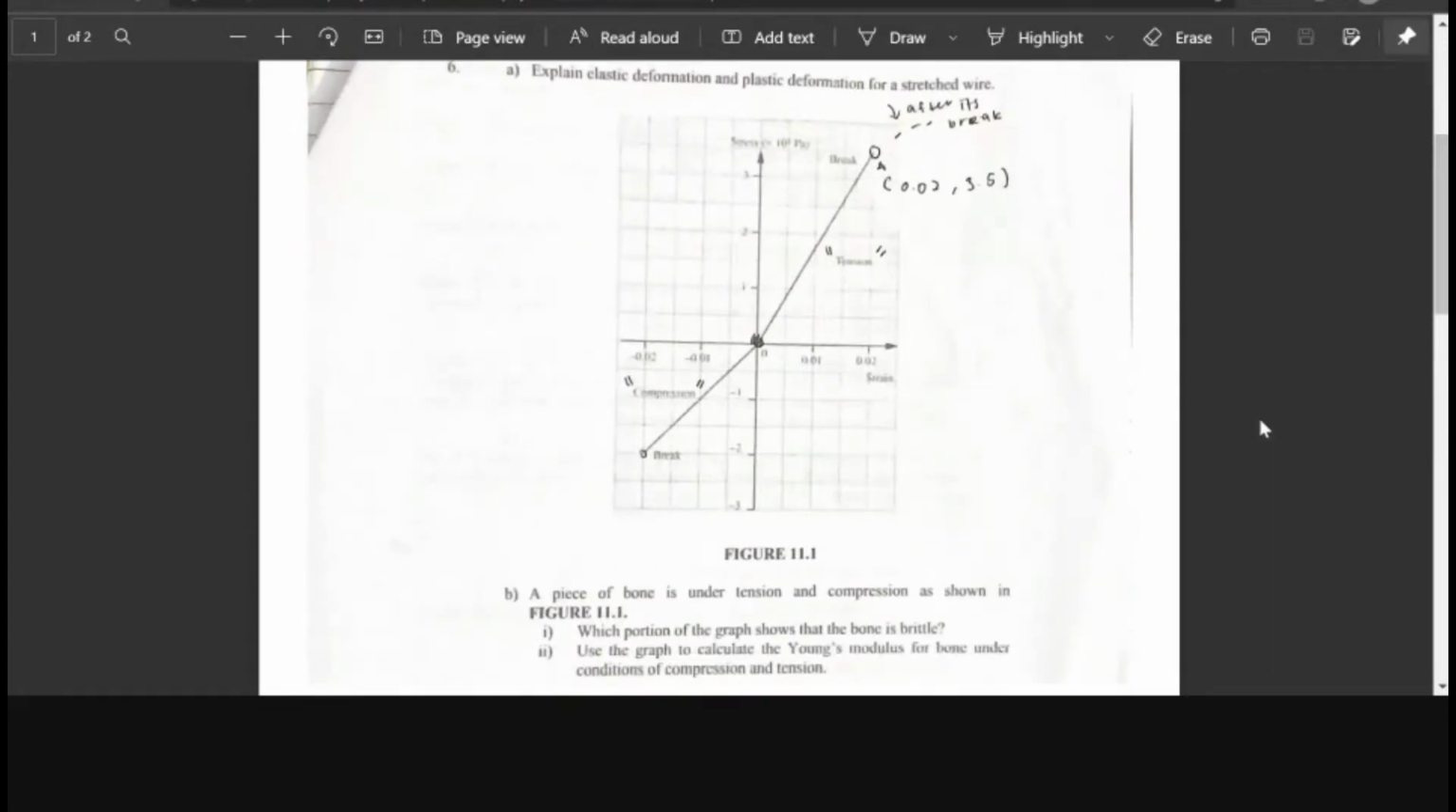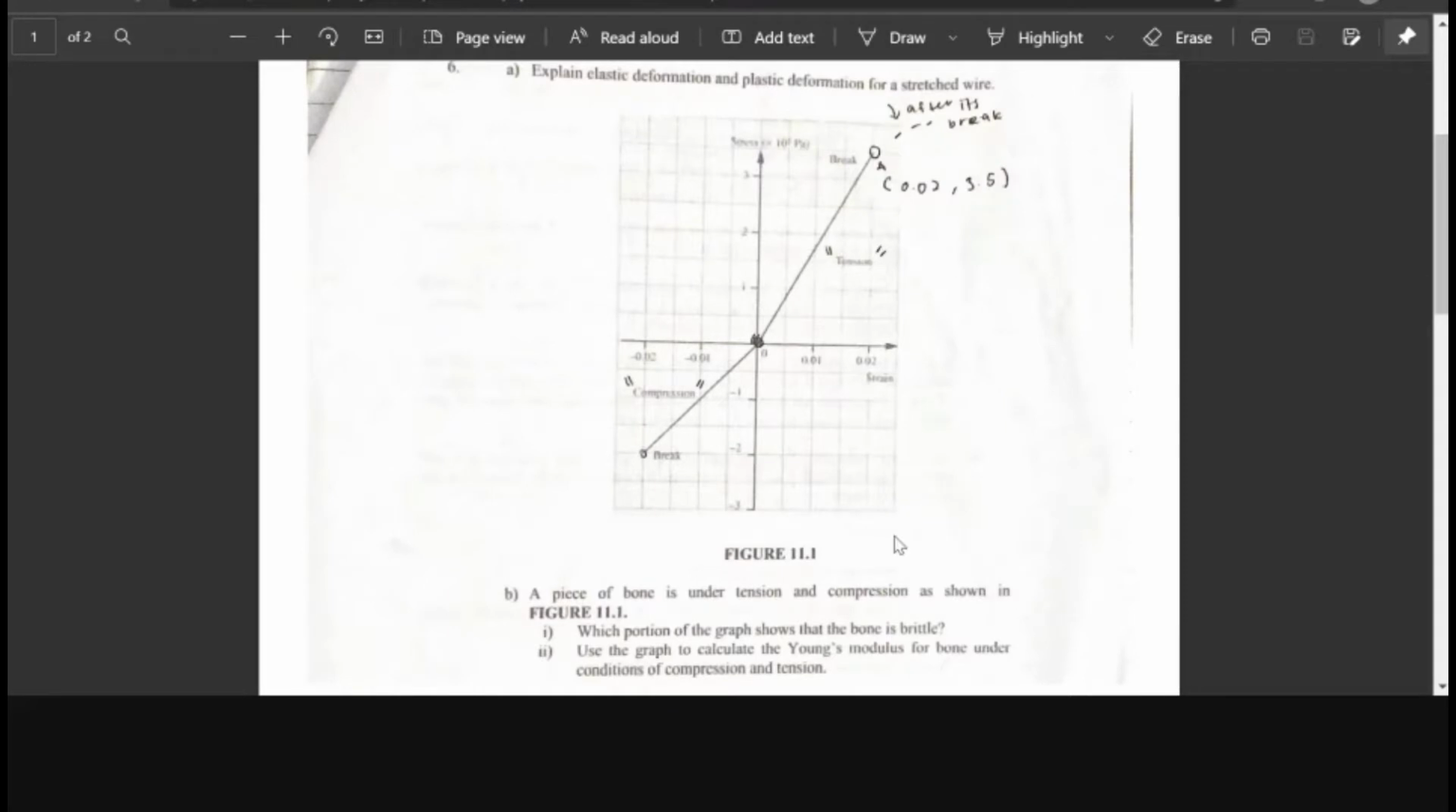A piece of bone is under tension and compression as shown in figure 11.1. Okay, lepas tu dia tanya portion of the graph that show the bone is brittle, and then dia suruh kira Young modulus. Okay. Boleh tak explain?